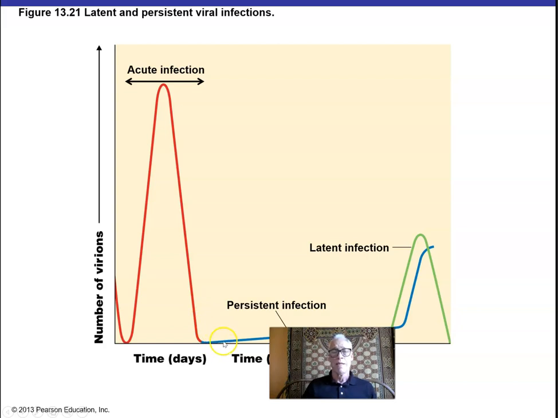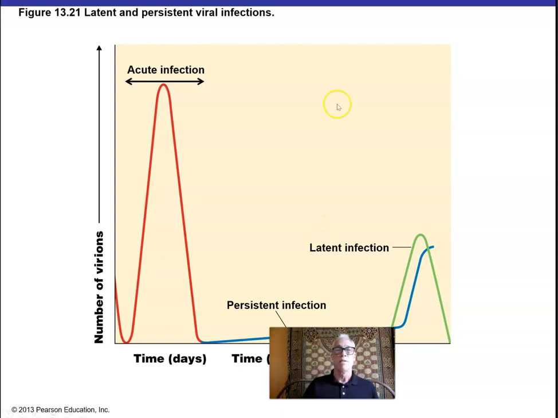But sometimes there's a persistent infection, a slow, steady infection of cells and production of viruses that leads to ongoing, worsening disease over a longer period of time. That's called a persistent infection.